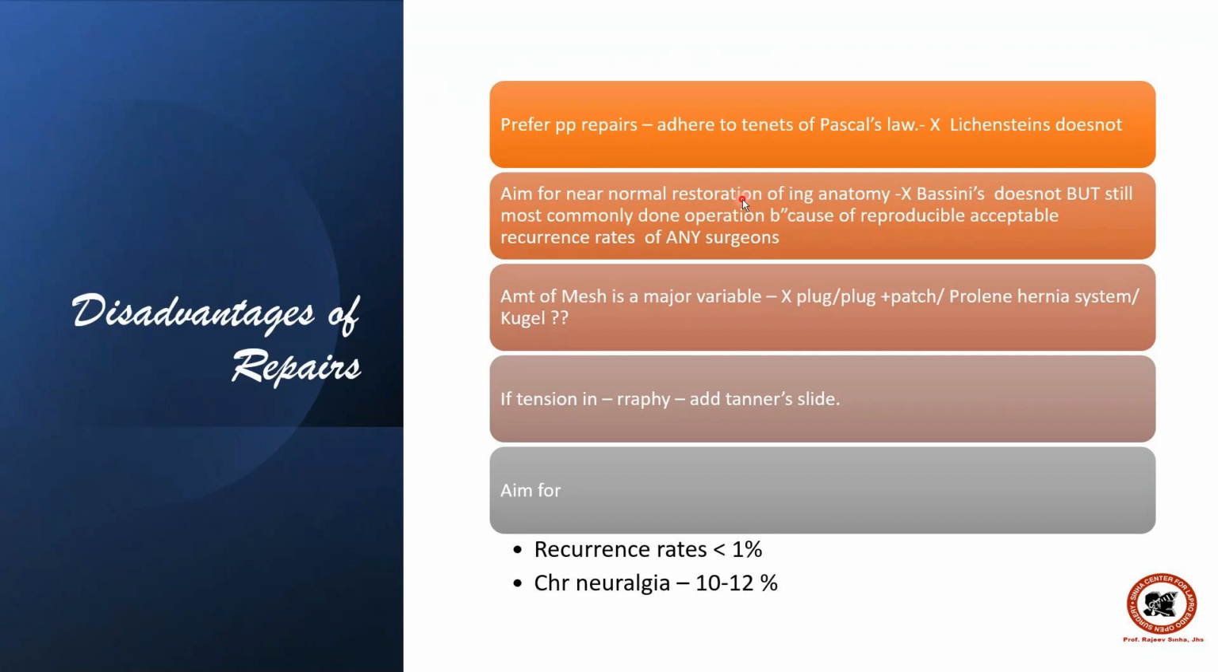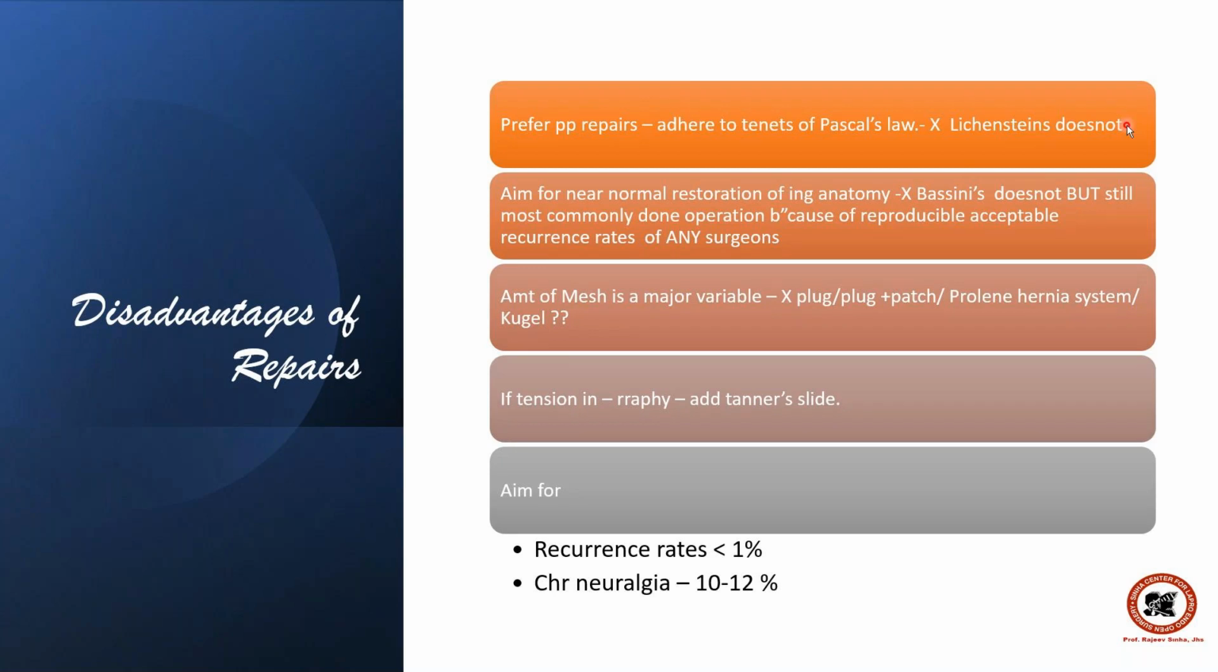So these are basically some of the disadvantages of some of the repairs which are commonly done and considered to be gold standard. But they are not pure, they are not without criticism. There are critics with each of these repairs which show them as disadvantageous factors in the repair of these hernias, right? Now, you're looking for a recurrence rate of less than 1% in all repairs, whichever one you try to select, and chronic neuralgia of less than 10 to 12%.